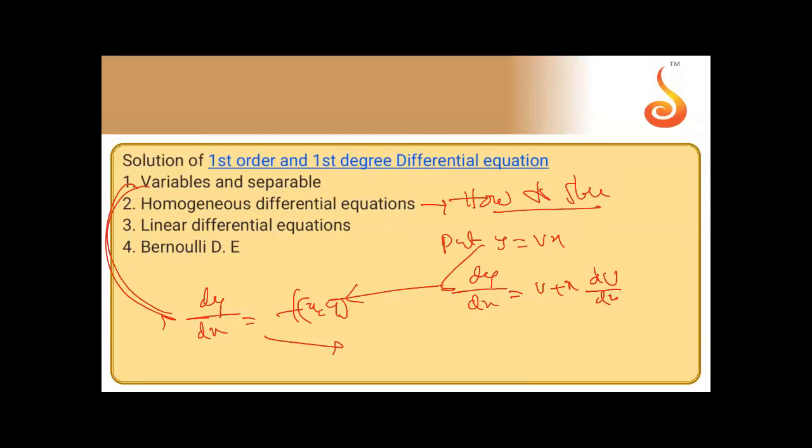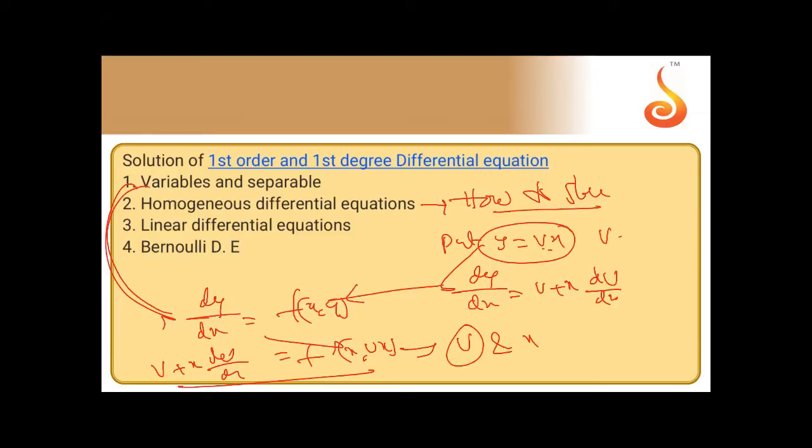Once you get variable separable form, you can separate the variables and integrate. At the end, you substitute back. This is v plus x dv by dx equal to f of x, vx. The equation comes in terms of v and x, and the solution also comes in terms of v and x. So at the end, substitute v equal to y by x to get the solution of a homogeneous differential equation. Among these, homogeneous and linear are the most important; they ask that question compulsorily in the mains exam.